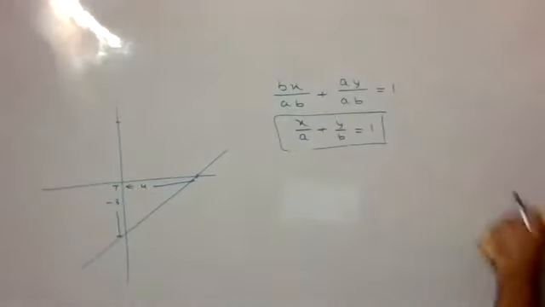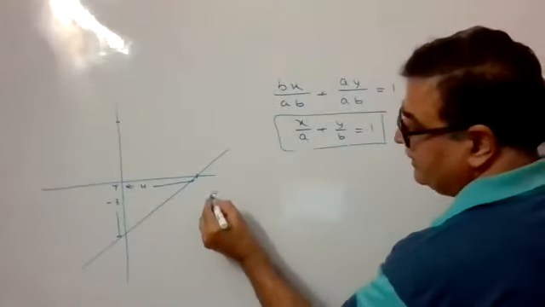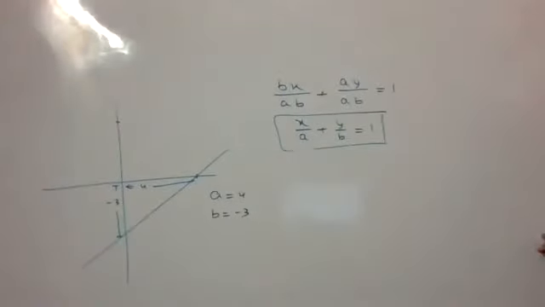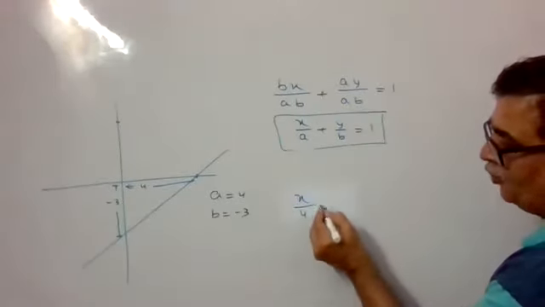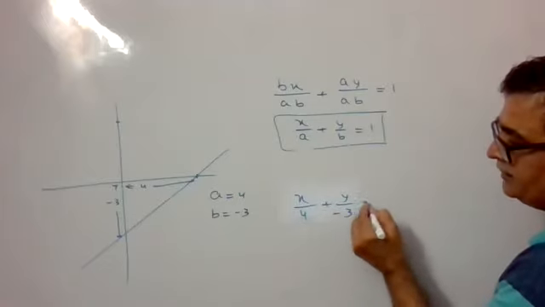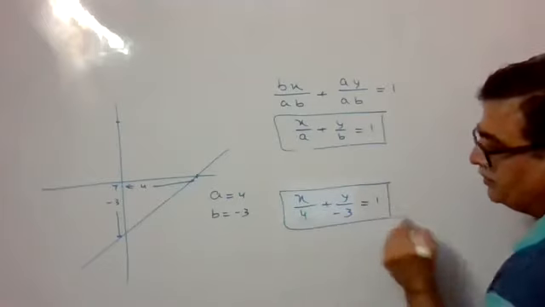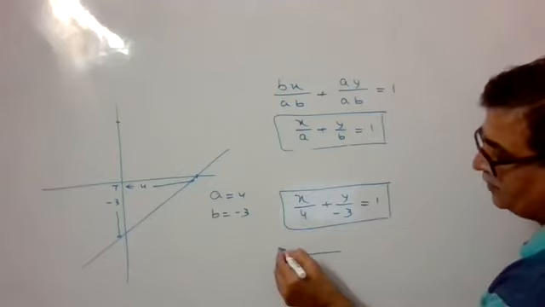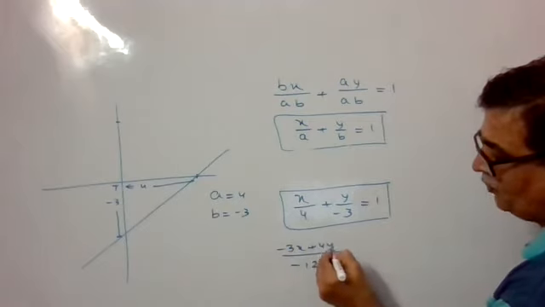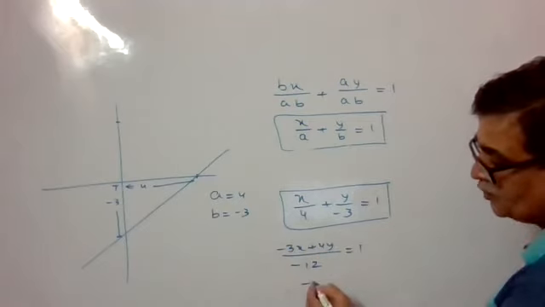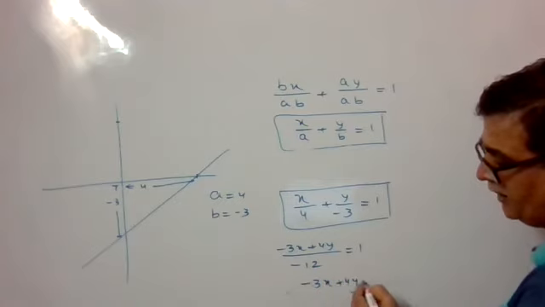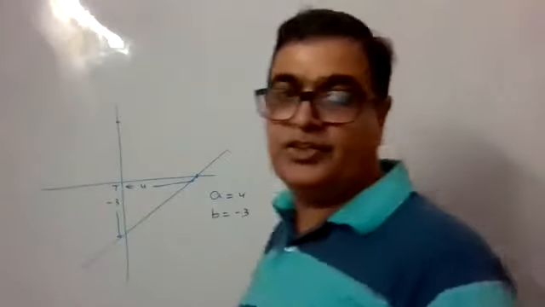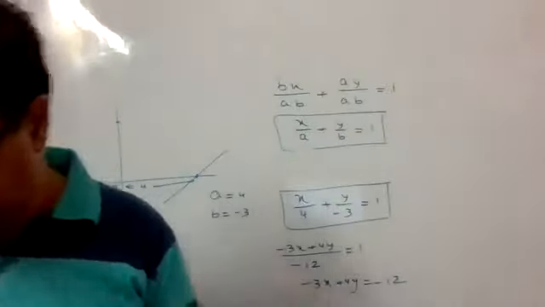And if you have the line like this, then what is A? A is clearly 4. B will be minus 3 this time. So what is my equation? X by 4 plus y by minus 3 coming out to be 1. And when you solve it, LCM is minus 12. So minus 3x plus 4y comes out to be minus 12. Minus sign you can take common and cancel it on both sides. 3x minus 4y is 12.